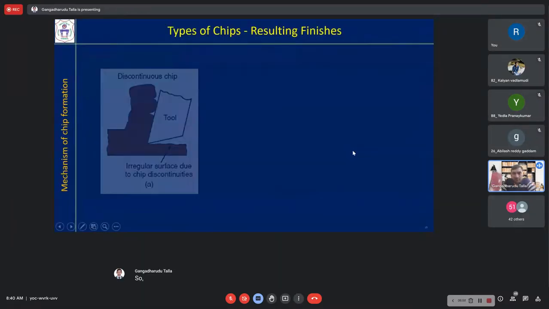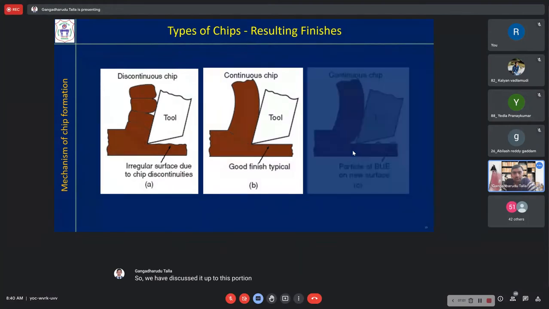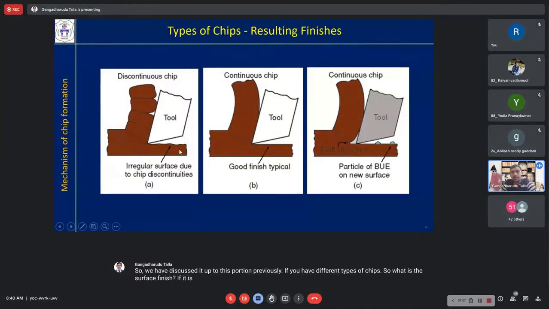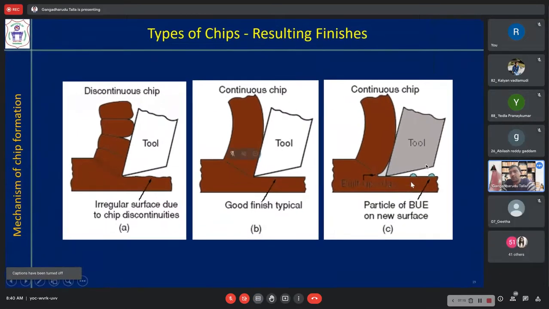So we have discussed up to this portion previously. If you have different types of chips, what is the surface finish? If it is discontinuous, irregular surface finish. If it is a continuous chip, you will have good surface finish. If it has built-up edge, some portion of the built-up edge is sticking on the surface again, so surface finish will be poor.